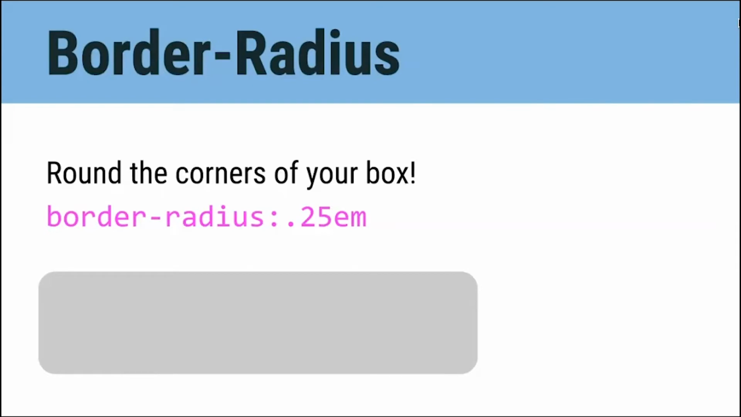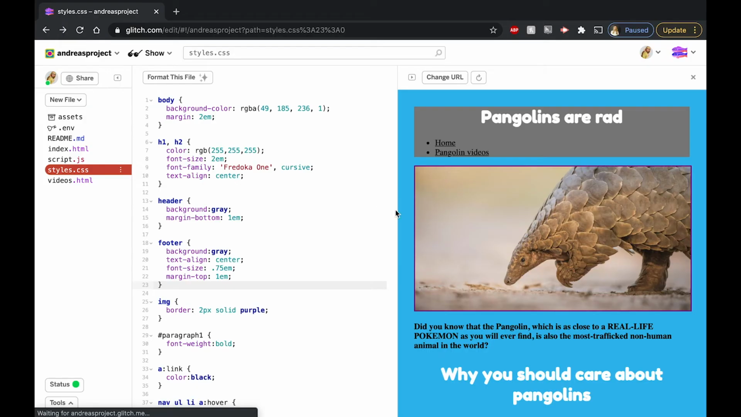We can further customize our borders by using the border radius property. To do this, you write border-radius and then apply a value to it, like 0.25 em. You can apply a border radius to any element, even images. Let's take a look at how we can use the border radius property on our own sites.